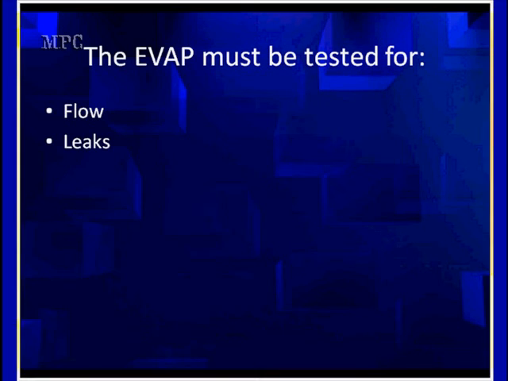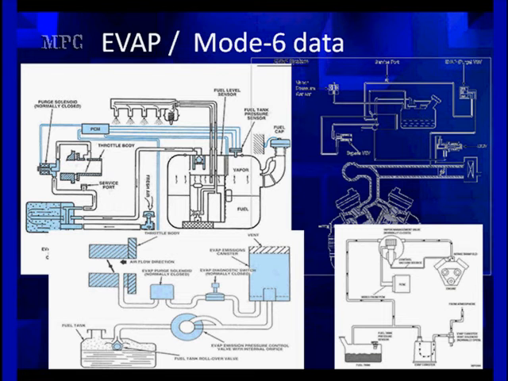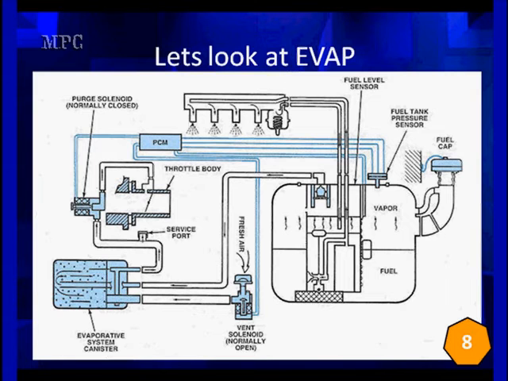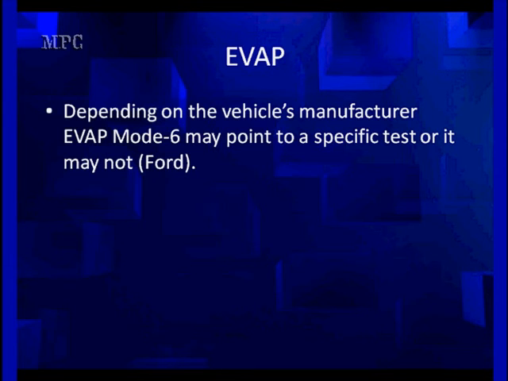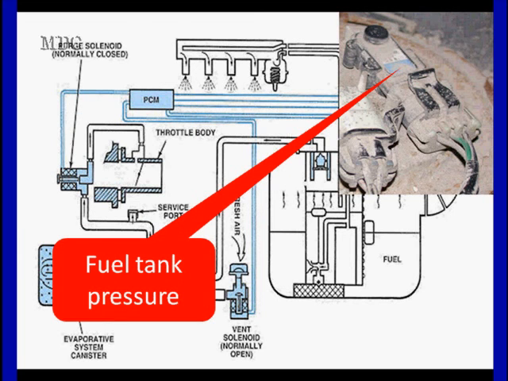We're going to be testing for flow, leaks, leaking purge solenoids, blocked vent valves, and other restrictions. We're going to be doing this in Ford, GM, and Chrysler. Right now, we're going to focus on GM. This is a GM schematic. Depending on the vehicle manufacturer, EVAP may point you to a specific test, or it may not. Ford has some phases that look a little strange. The pieces we're going to have functioning are the purge solenoid. Remember, it's called a vapor management valve on newer Fords. Fuel tank pressure sensor, common to GM and Ford, is necessary, and it has to operate properly for this system to work.